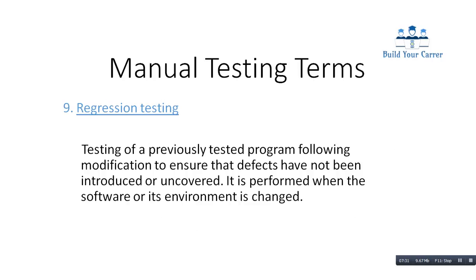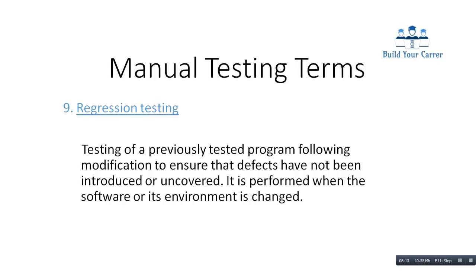Next is regression testing. Very important, and in the day-to-day life of a tester, he has to do regression testing. It is testing of a previously tested program following modification to ensure that defects have not been introduced or uncovered. It is performed when the software or its environment is changed. Okay, so we had a software system. Fine. It was saying that we have to calculate addition. Fine. Now the requirement comes from the client side that it should perform subtraction also, multiplication also.